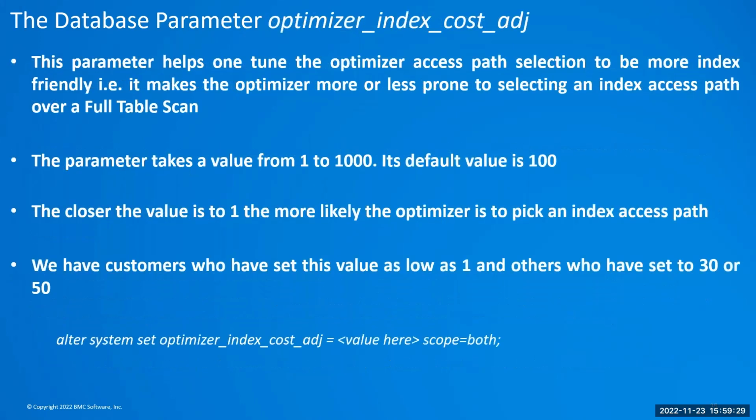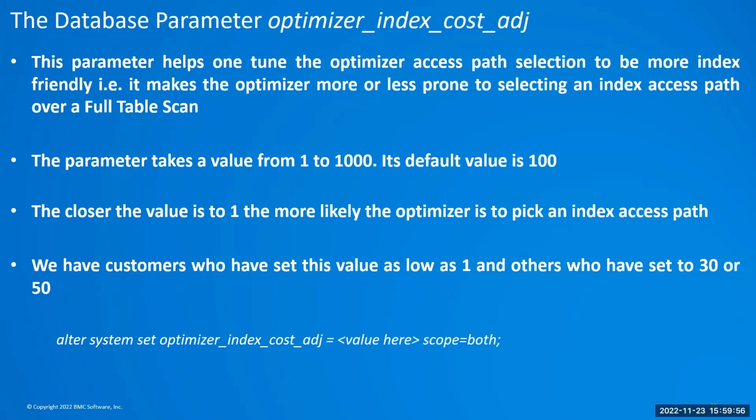The other parameter that I've used over the years with a lot of success is something called optimizer_index_cost_adj. The default value is 100. It runs from 1 to 1,000. The closer you are to 1, the more likely the optimizer is to choose an index access over a full table scan. I've had customers run with values of 1, 30, 50. A lot of customers just have the default 100.